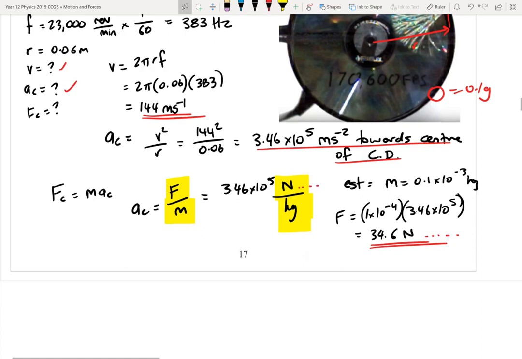But again, on a tiny little speck, a 0.1 gram section of disc, in order for it to maintain that circular motion, the internal structure of the CD, the molecules of your plastic, have to be pulling inwards at 34.6 newtons for every 0.1 of a gram. Okay, which obviously it can't provide, and that's why it breaks.